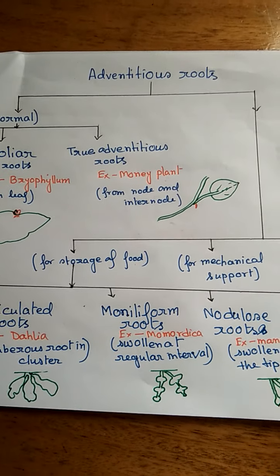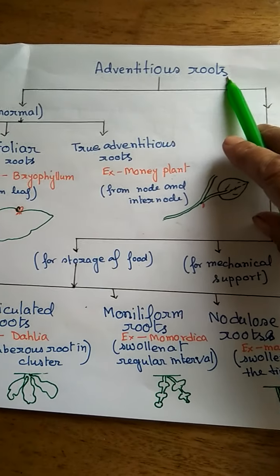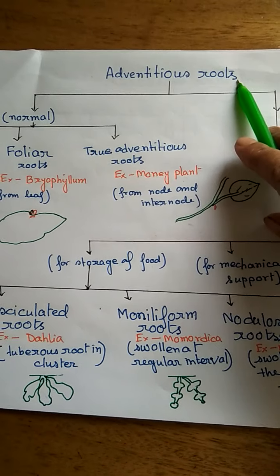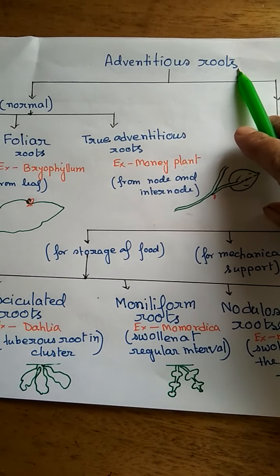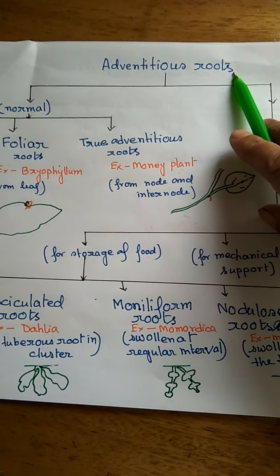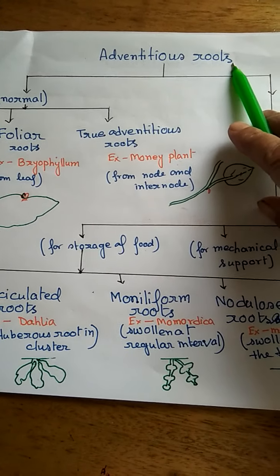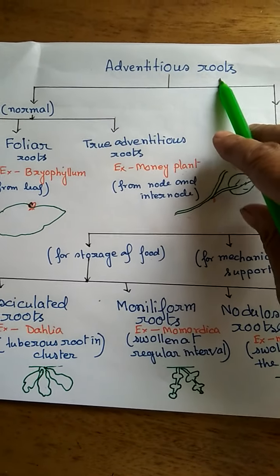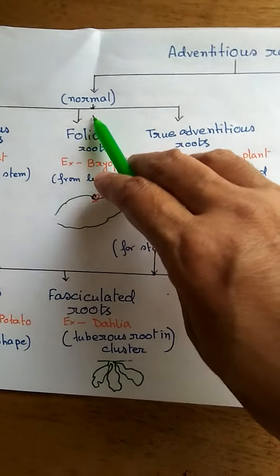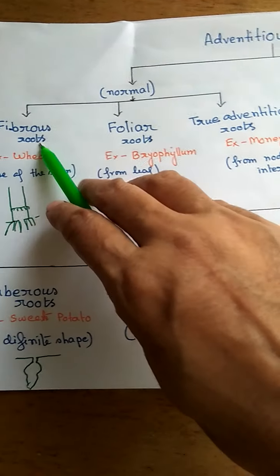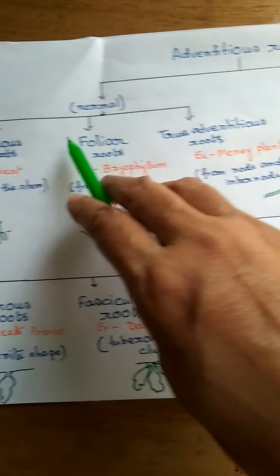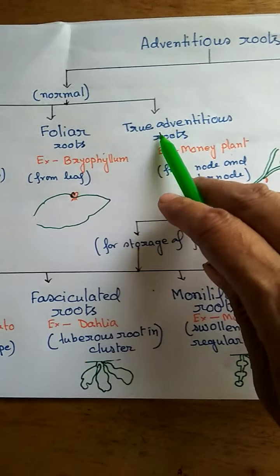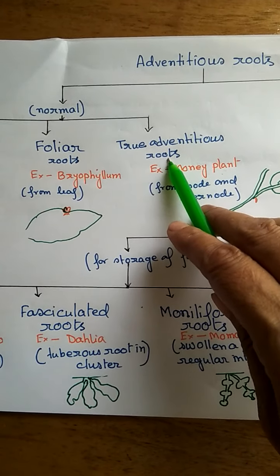Now next one, students, different types of adventitious root. Again, the definition: adventitious means the roots that are developed other than the radicle are known as adventitious roots. Now for the normal adventitious root there are three types: fibrous root, foliar root and true adventitious root.